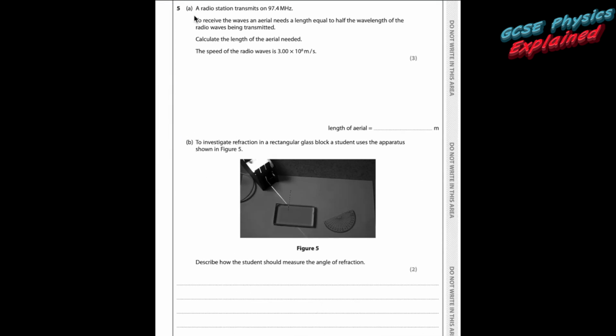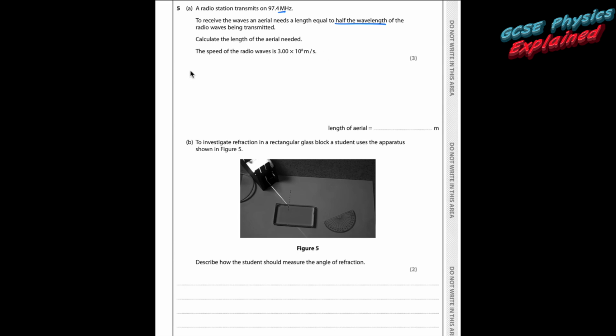Question 5, Part A. A radio station transmits on 97.4 megahertz. To receive the waves, an aerial needs a length equal to half the wavelength of the radio waves being transmitted. Calculate the length of the aerial needed. The speed of the radio waves is 3 times 10 to the 8.